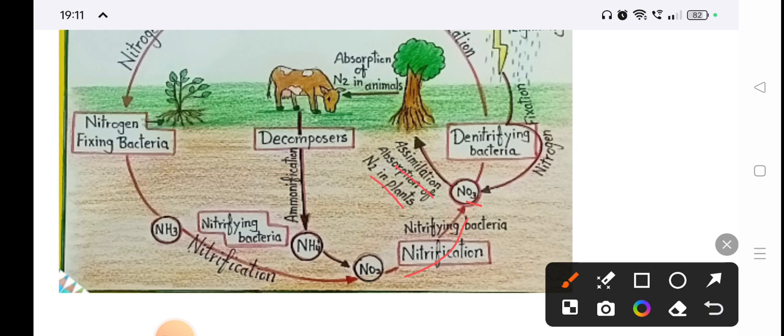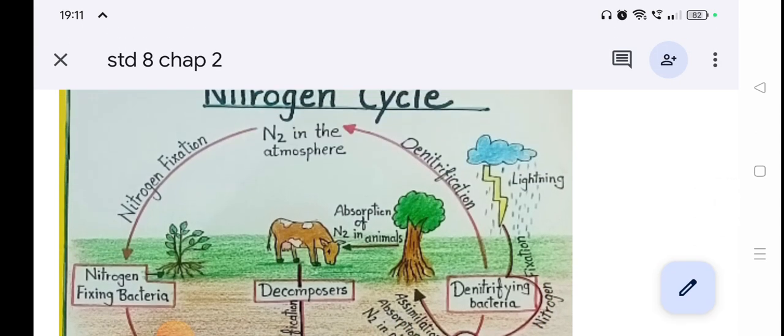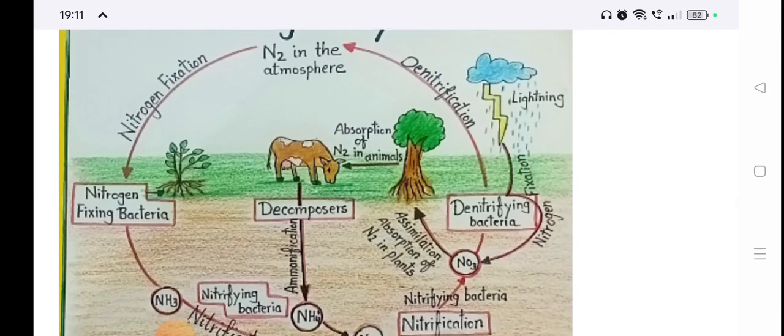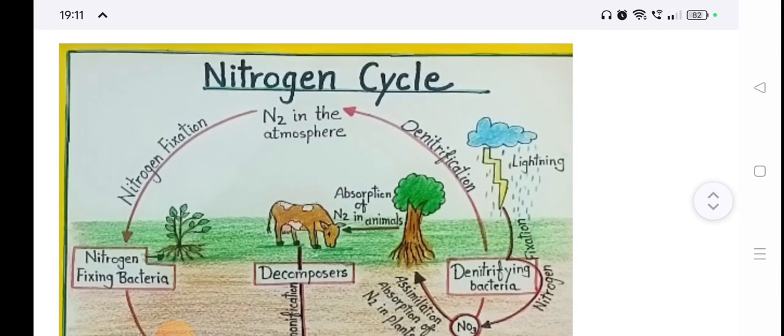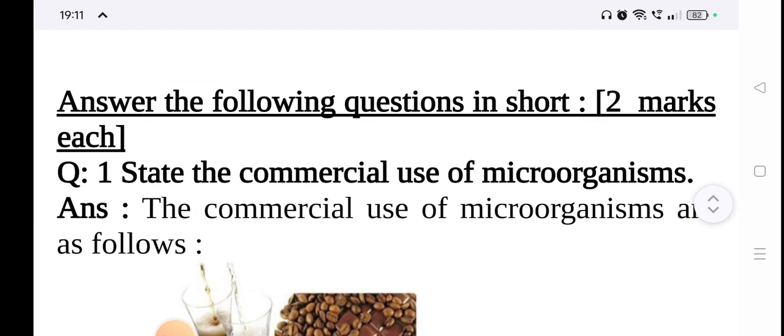Then denitrifying bacteria. Then this NO2 again goes through denitrification in the form of N2 in the atmosphere. Okay. Then again N2 in the atmosphere is converted by nitrogen fixing bacteria, which is absorbed by the plants. This way, the whole nitrogen cycle keeps running. Now we will see the next point.